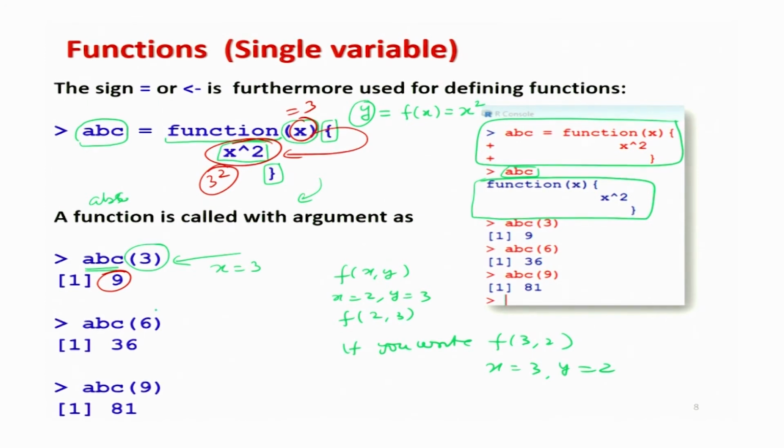Similarly, if you want to execute this function for x equal to 6, simply write ABC inside the parenthesis 6, and then it will give you the value 6 square. And similarly, if you want to execute ABC(9), that means x equal to 9, the outcome is going to be 9 square, which is 81. So you can see that if you want to deal with single variables in the function, it is very simple. And now instead of x square, you can write whatever you want to do.